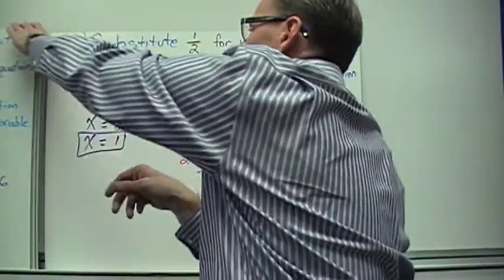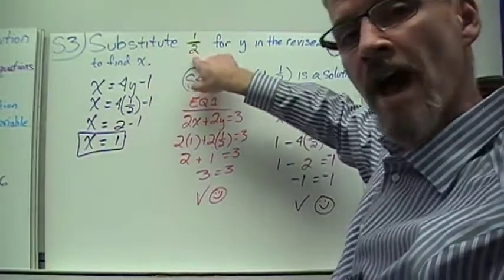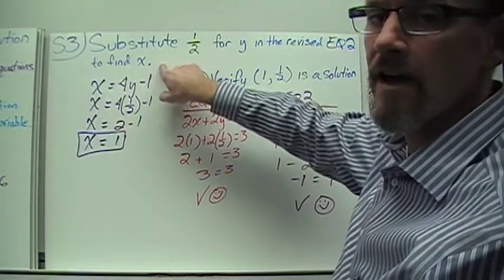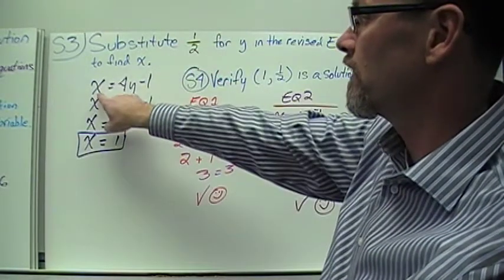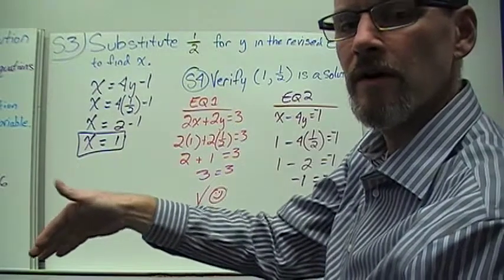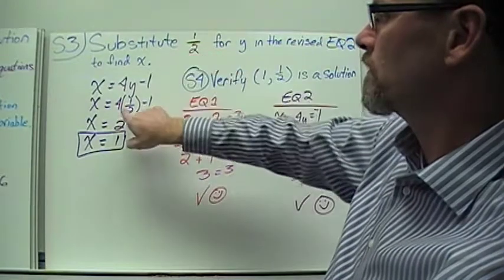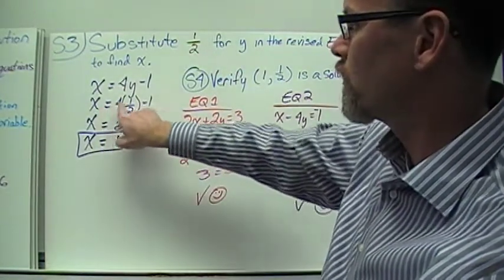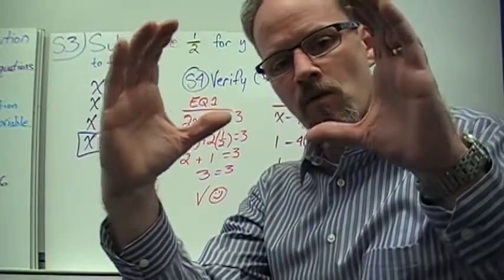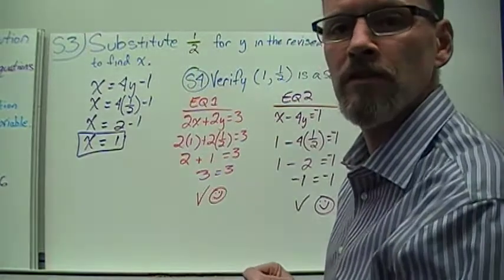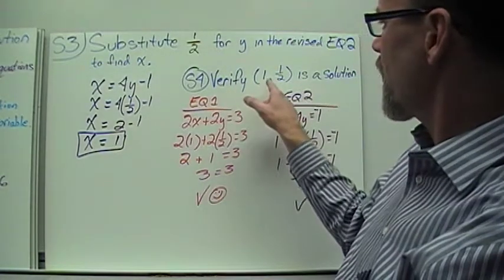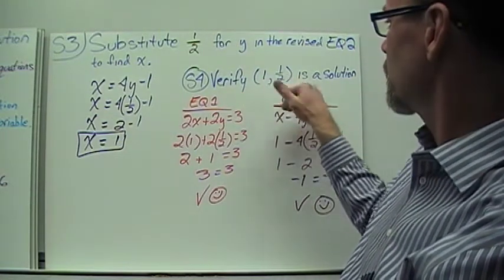That was step 2. Step 3, take the 1/2 that we just found for y and put it into the revised equation number 2 to find x. Which one was the revised equation? It looked like this: x equals 4y minus 1. Remember, we substituted that 4y minus 1 earlier into the other equation. So now we're going to take 1/2, insert it for y, work it out. 4 times 1/2 is 2, and we get x equals 1. Now we have our x and our y, and we're going to put it into our original equations and see if we have a solution for our system. Verify 1 and 1/2, x and y, is a solution.